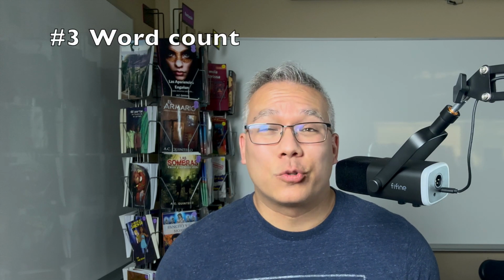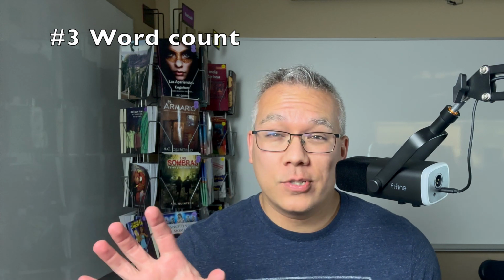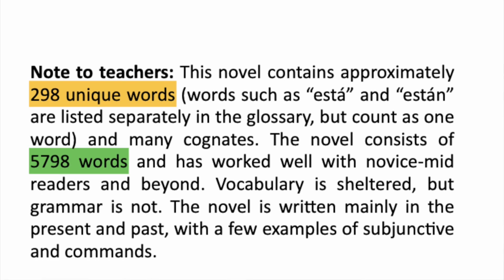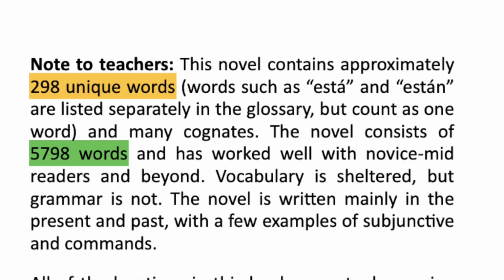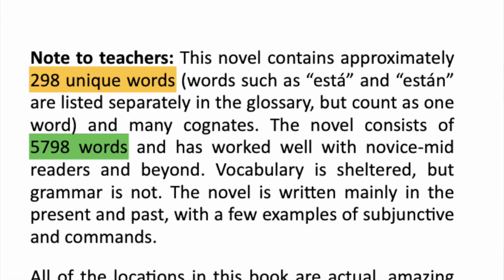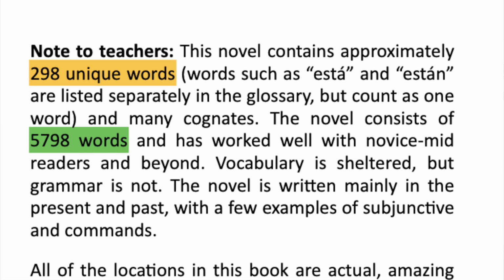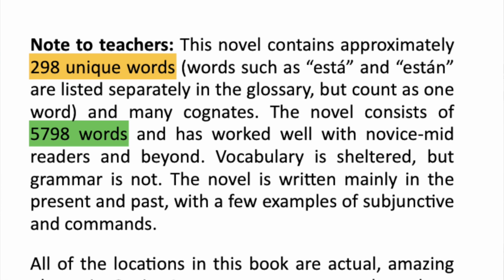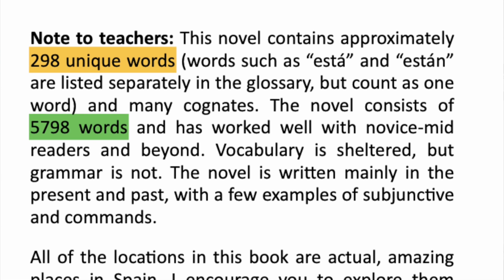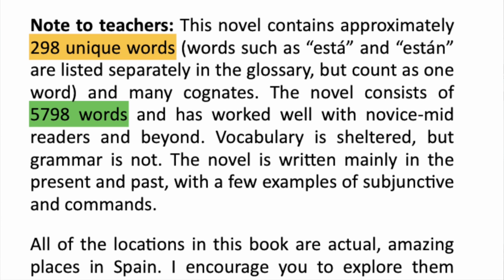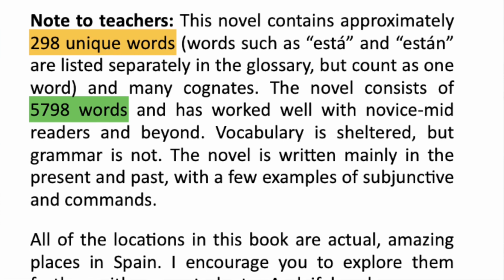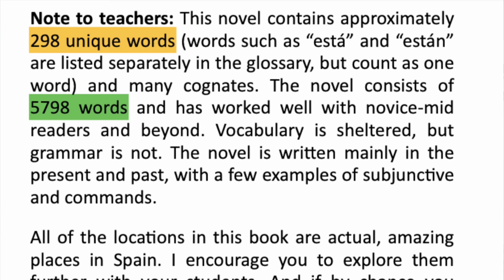Now, the third thing that I look for has to do with word count, and we're talking about both total word count and unique word count. Focusing first on total word count, there's no magic number to say what's right for a certain level, but in general, with comprehensible input novels, you'll often find that the easiest novels have somewhere between 1 and 3,000 total words. The intermediate levels often between 3 to 10,000 words, and the advanced books can have 10,000 on up.